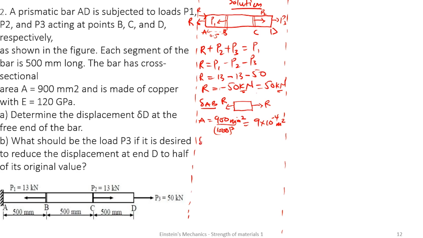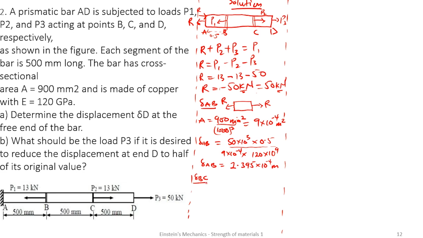So elongation at AB is going to be the force R, which is 50 kilo, multiplying the length, the length is 0.5, over AE, the A is 9 times 10 negative 4, and the E is copper, 120 giga. So elongation in AB is going to give me 2.395 times 10 negative 4 meter. It is positive because it is in tension. Let's look at BC.